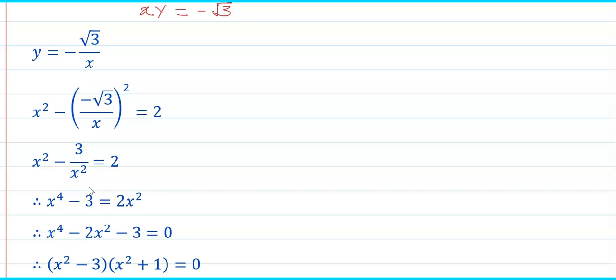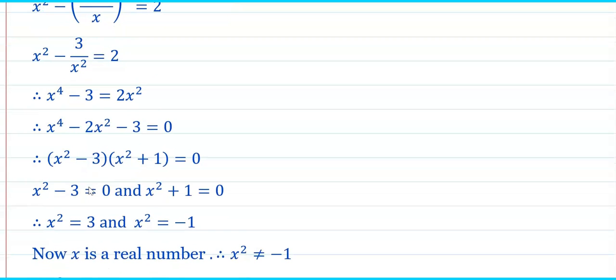Multiply on both sides by x square. x square into x square, you will get x raised to 4. x square into 3 upon x square, the x square gets cancelled, you will get only minus 3 here. 2 into x square, you will get 2x square. Again, let this 2x square go to the left hand side. x raised to 4 minus 2x square minus 3 is equal to 0.